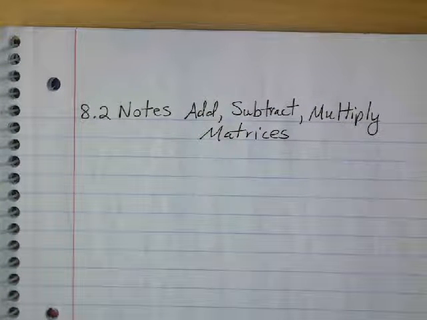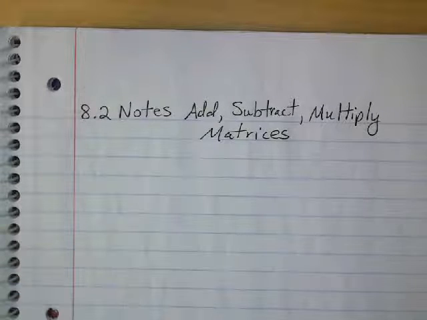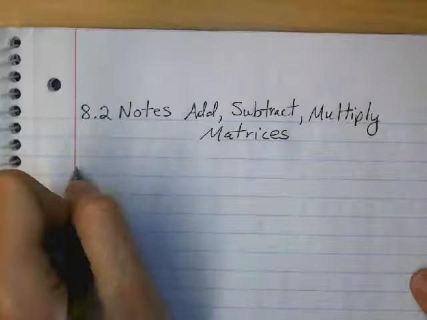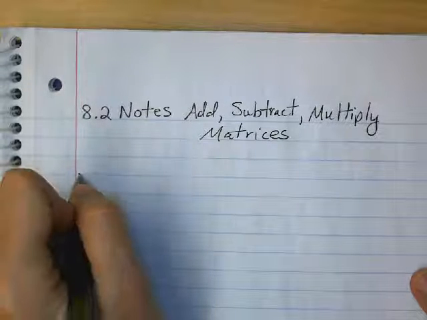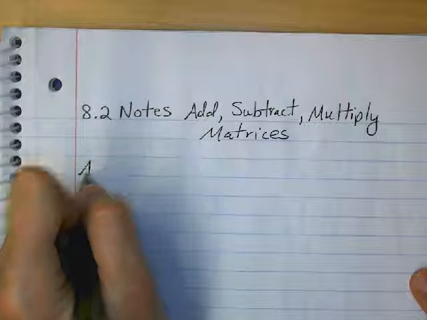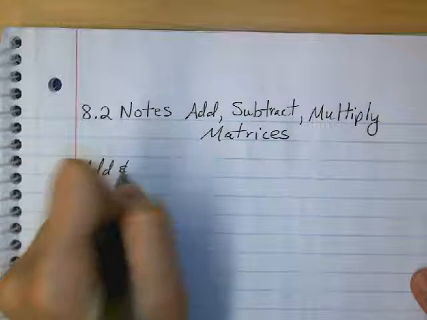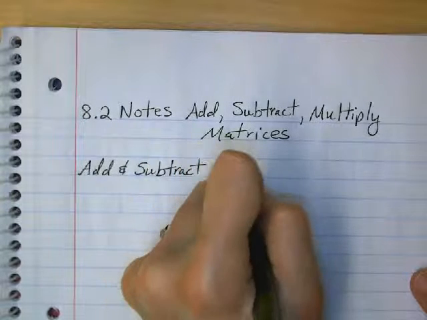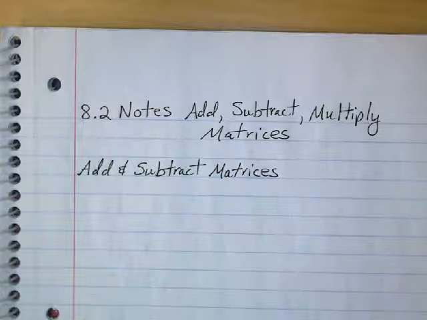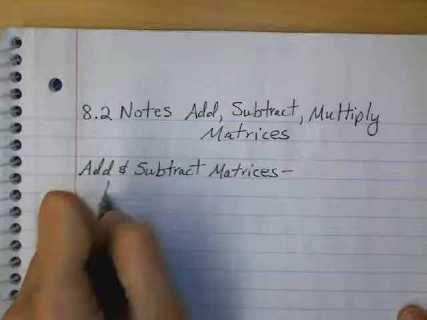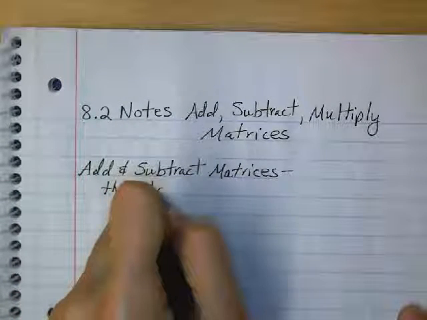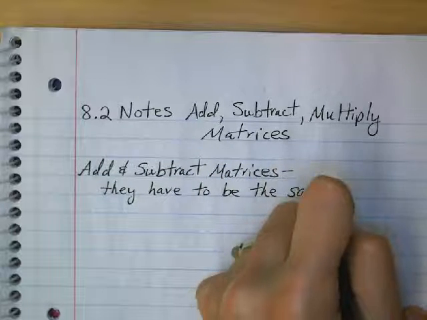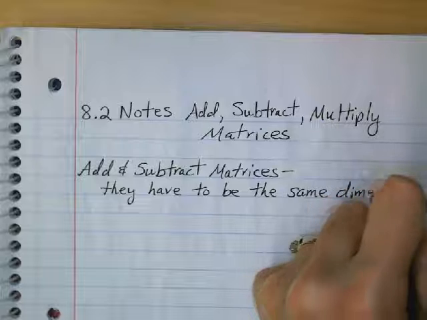Okay, so when you did your bell ringer today on IXL, I told you to just try some of the kind of easy addition ones. And those weren't too bad, the add and subtract. So the thing about the addition and subtraction of matrices is they have to be the same dimensions, like the same size, for you to be able to add and subtract.